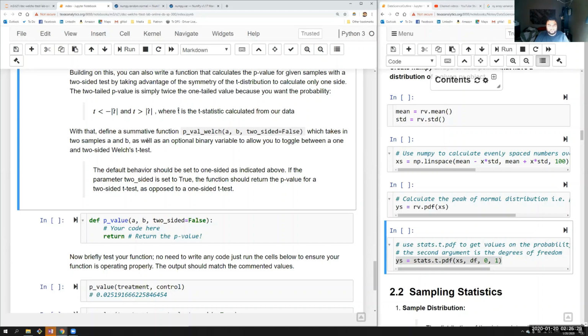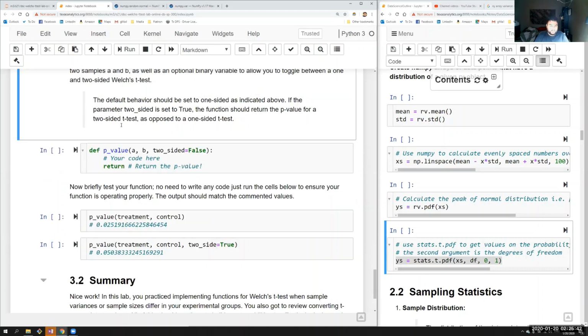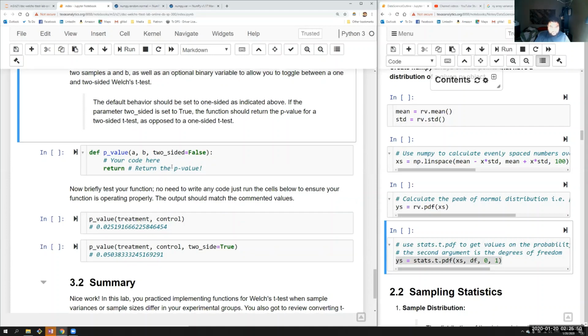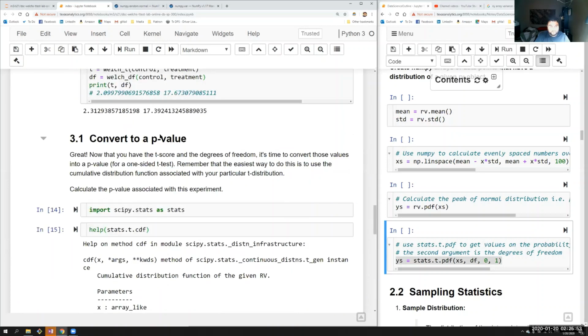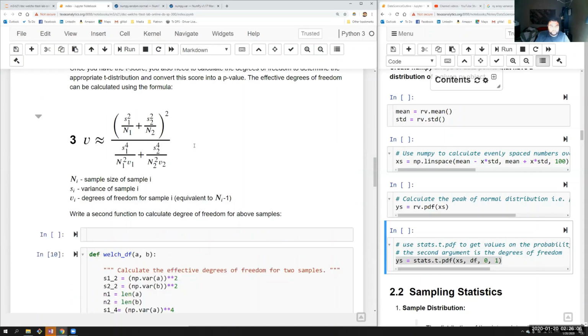Okay. Would that define a function p_val_welch_ab, two_sided equals false, which takes in two samples as well as an optional binary variable to allow you to toggle between. Okay. The default behavior should be set to one-sided. Okay. If the parameter is two, then okay. So let's just first of all copy what we did before. Oh, it's going to do all of it. Oh, okay. It's going to be our degrees of freedom.